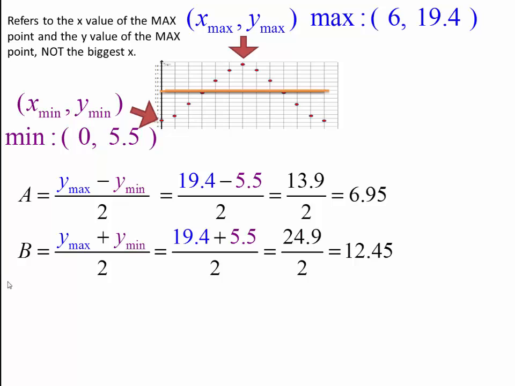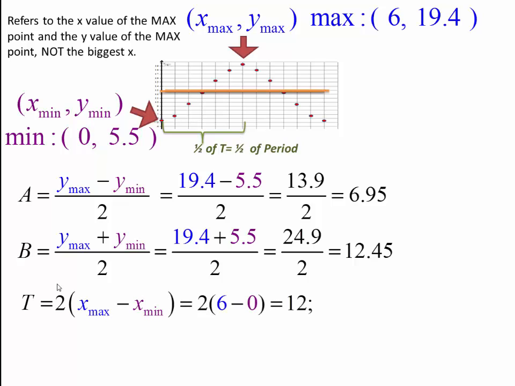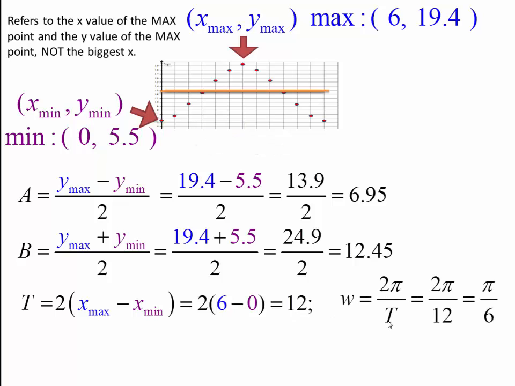So let's continue. We've got our A, we've got our B. Now we want to find our period. Well, we know that a low point to a high point takes up half the period, right? Low to high, high back to low. This is half the period. So if I want to find the full period, I just multiply double of the difference between the biggest point's x value and the littlest point's x value. Take the difference between these two x's and multiply by 2. I can then find omega by recognizing 2 pi over the period gives me omega of pi over 6.